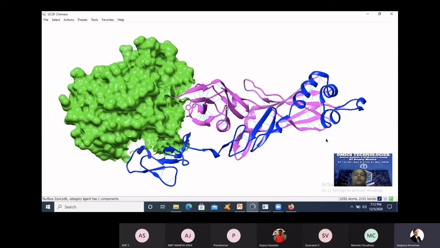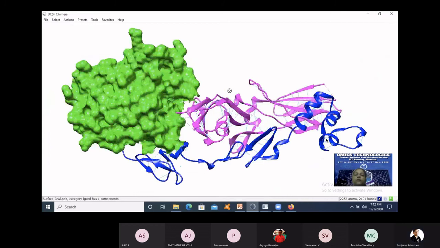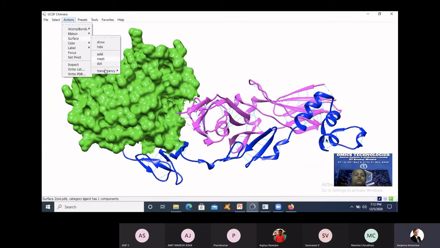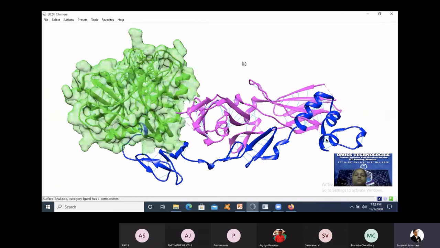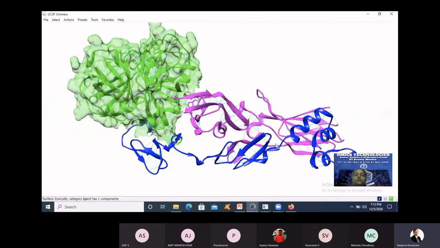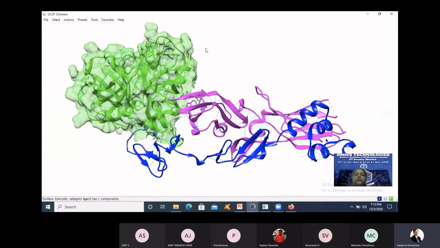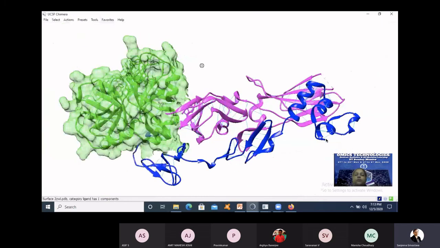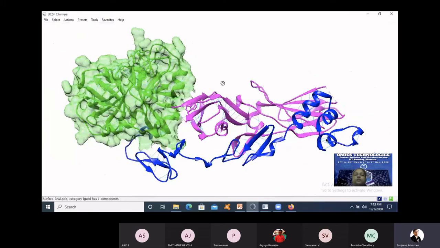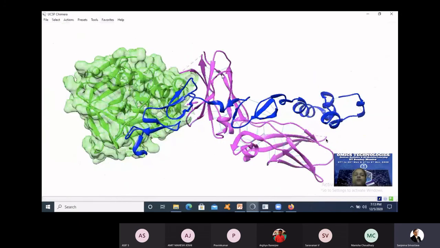So now this looks like a surface. If I want some transparency, I can just go to Action, go to Surface, go to Transparency and say, suppose, 70%. So now the structure has become a bit transparent. This kind of images which are required for publication can be made here. We can also type in the residue names and distance between the bonds. Everything can be done here.